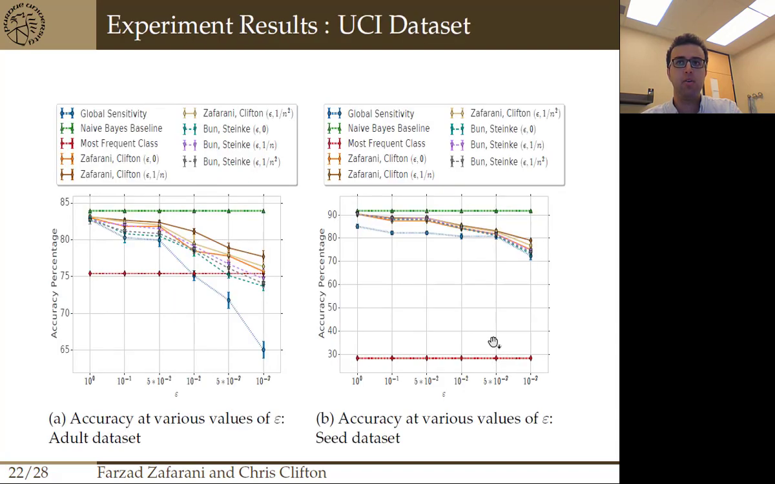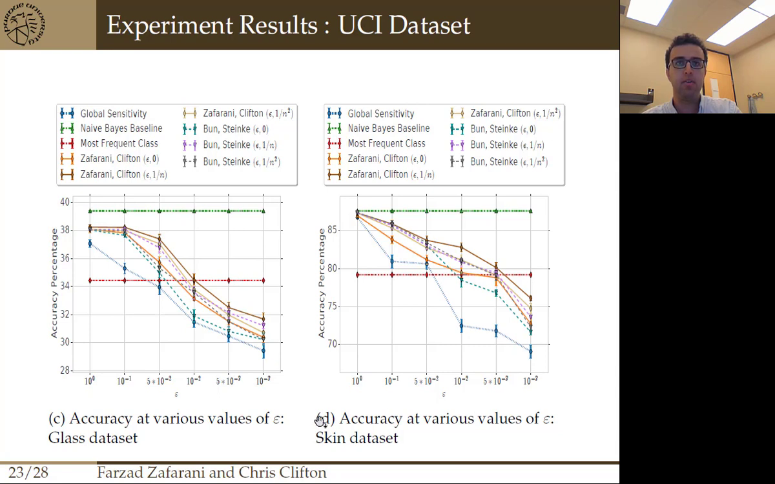Okay, so here you can see our results. On the left-hand side, you see the results for the adult dataset, where on the x-axis we have reported the different values for epsilon, and on the y-axis we have reported the accuracy percentage of the model. In our paper, we have provided approximate DP too, which you can see in the figure. So the solid lines are our results, and the dashed lines are the other methods. On the left, you can see the result for the adult dataset. On the right, you can see the seed dataset. And here on the left side, you see the result for the glass dataset, and on the right side, the skin dataset.